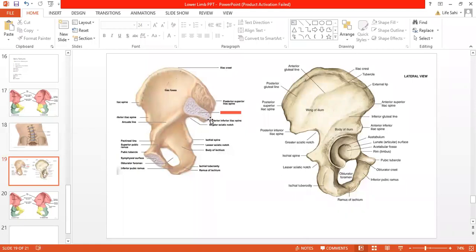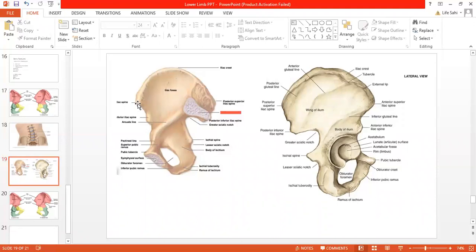Now we come to the borders of the ilium. Some authors mention that the ilium has 3 borders, and others mention that it has 4 borders. The 3 borders include the anterior border, posterior border, and medial border, whereas the 4th border is considered to be the iliac crest.